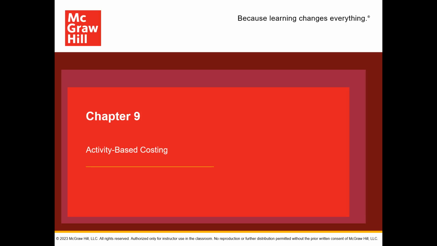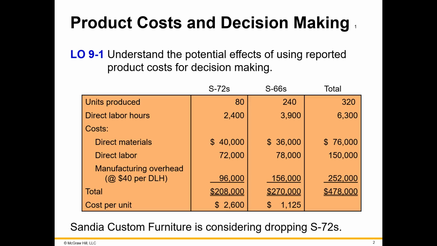Chapter 9, Activity-Based Costing. In this chapter, we're going to look at applying costs based on production processes rather than accounting systems that tie back to products. We use cost accounting to aid us in making decisions. In this example here, the company is considering dropping one of the product lines. They're considering dropping the S72 line.